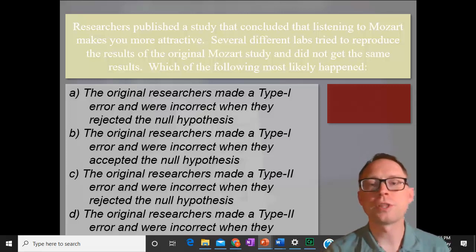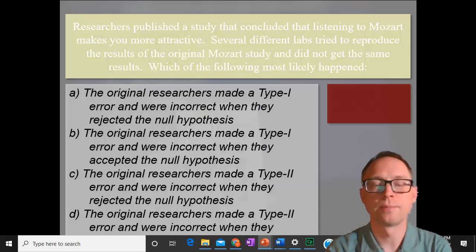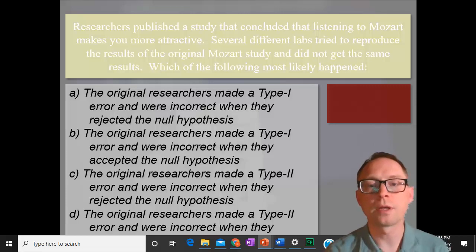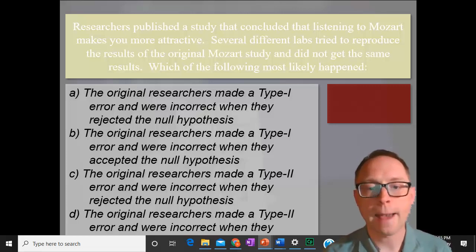So I got these researchers, and they published a study, and they think that people who listen to Mozart music are more attractive. That is, listening to Mozart makes you more attractive. Several different labs tried to reproduce the results of the original Mozart study, didn't get the same thing. Which of the following most likely happened?